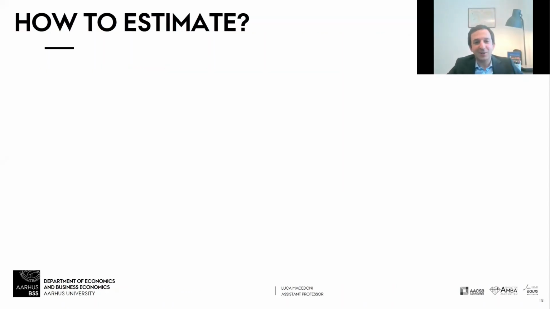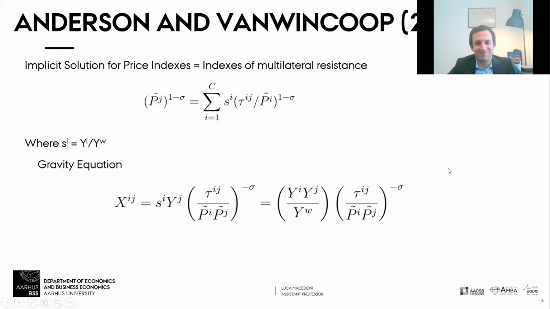How does this relate with the border effect we studied above? Well, what we need is to find a way to estimate the gravity equation that we showed above. How do we do that? Well, first we take logs, and then what we need is some functional form for the iceberg trade cost.